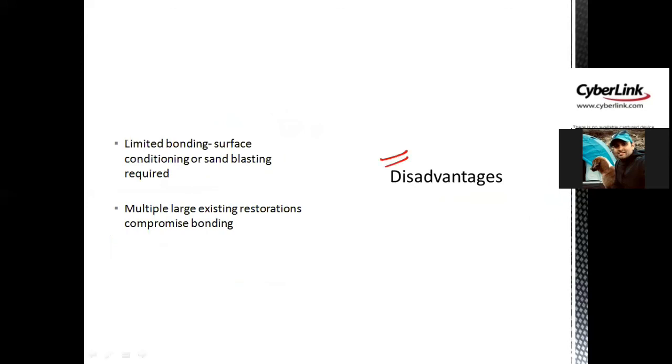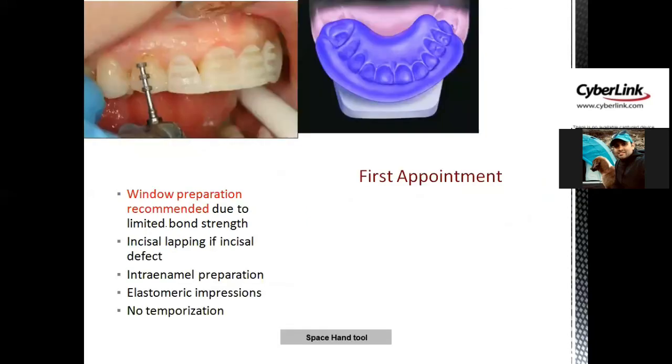But the disadvantages: limited bonding surface, conditioning or sandblasting are required. Because of marginal bonding, there may be chances of caries, or multiple large existing restorations compromise bonding.